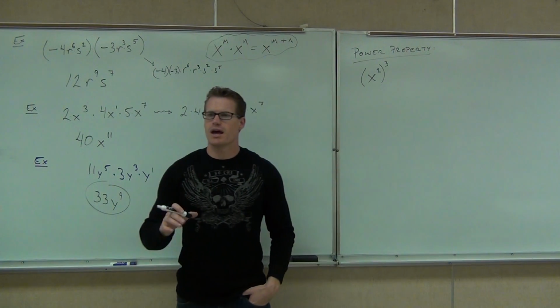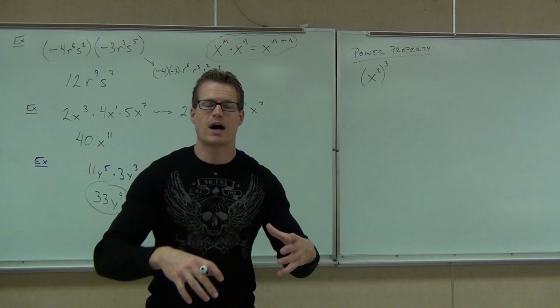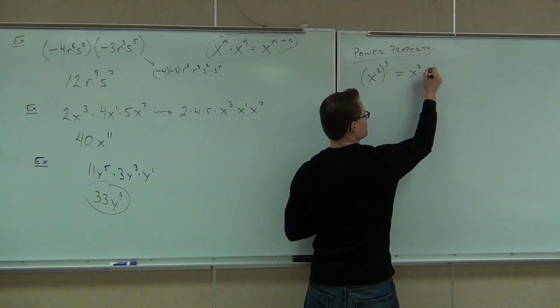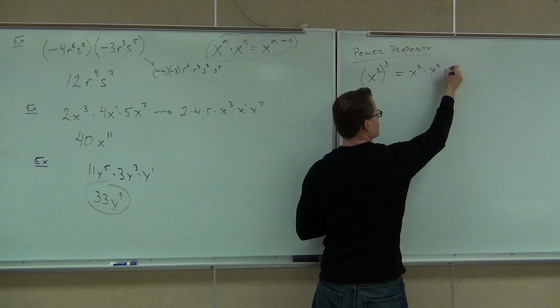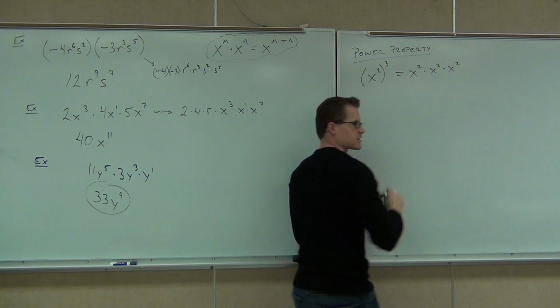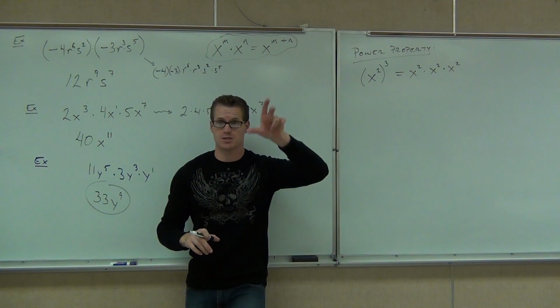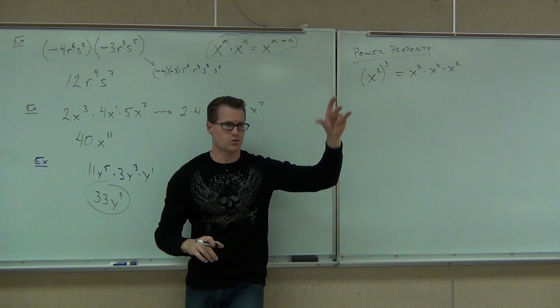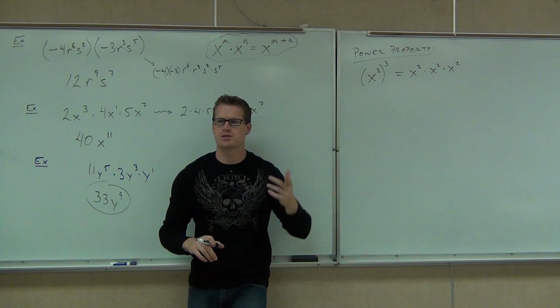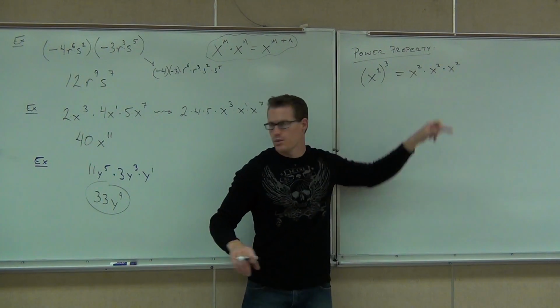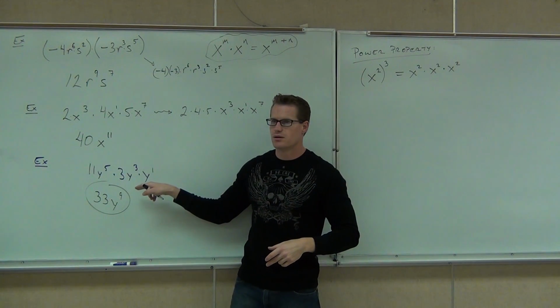If you really think about x squared to the 3rd power, what it means is x squared times x squared times x squared. True? It means x squared that many times in a row being multiplied. So x squared times x squared times x squared. Well, now here's the deal. Doesn't this look a whole lot like what we just did right here?